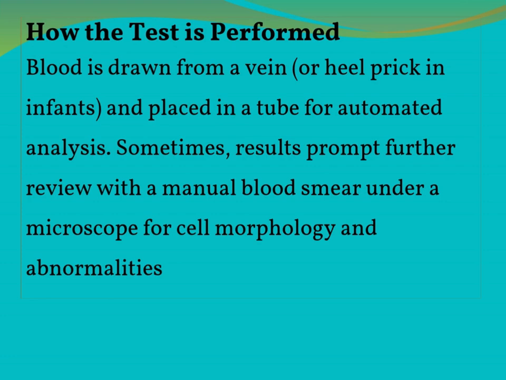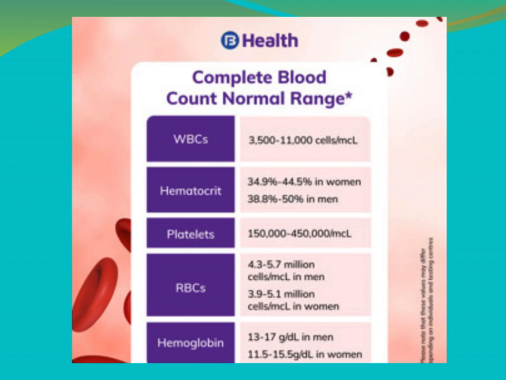How is the test performed? Blood is drawn from a vein and placed in a tube for automated analysis. Sometimes results prompt further review with a manual blood smear under a microscope for cell morphology and abnormalities. This is a complete blood count normal range: WBC, hematocrit, platelets, RBC, and hemoglobin. These parameters show the number or percentage of WBC, hematocrit, platelets, RBC, and hemoglobin in your blood.